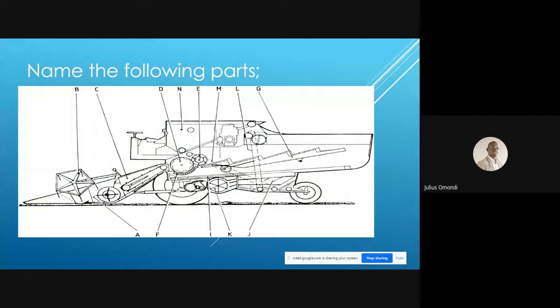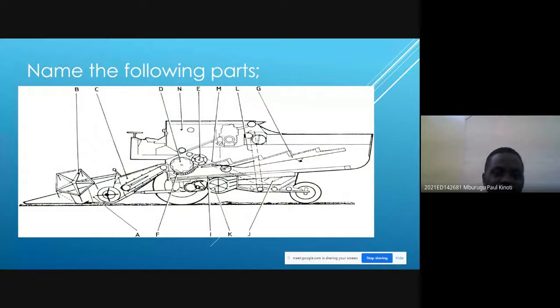C is the roller sensor, and part A is the cutter. Yeah, it's a nice try, and that is very good. Where you have part C, it's what we call the conveyor, basically. That is the conveyor. So, Dennis Kilungu, which part can you identify among the remaining parts?